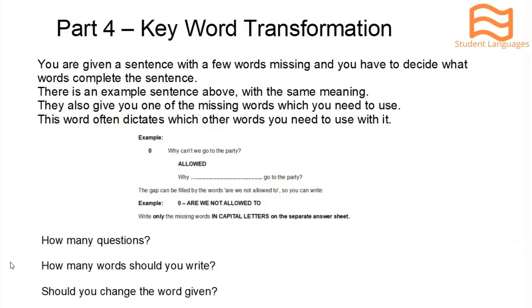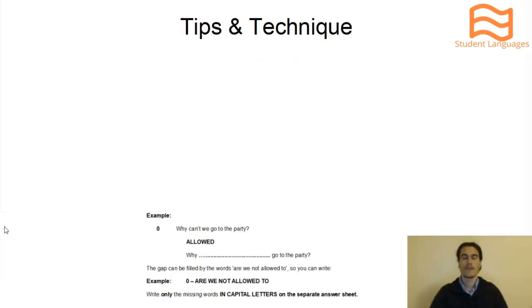So how many questions are there in this part? There are 6 questions, and you are awarded 2 marks for every correct answer. So there are 12 marks in total available. How many words should you write in the gap? A minimum of 2 words and a maximum of 5 words. And should you change the word that they give you? No, you shouldn't. So it's time for my first tip.